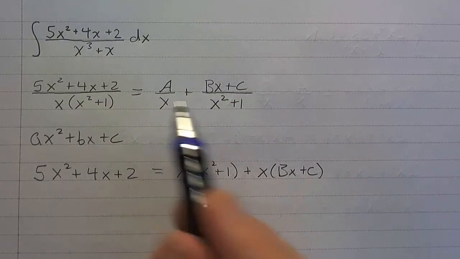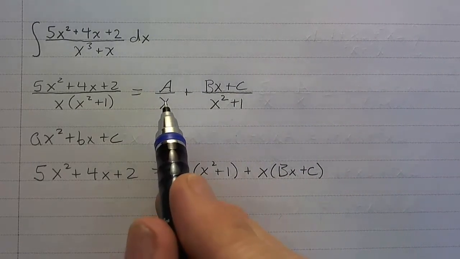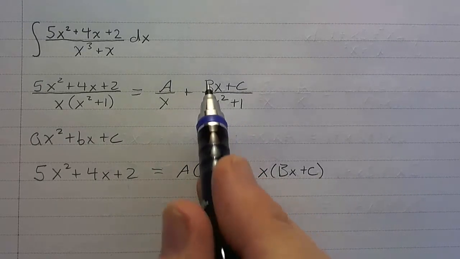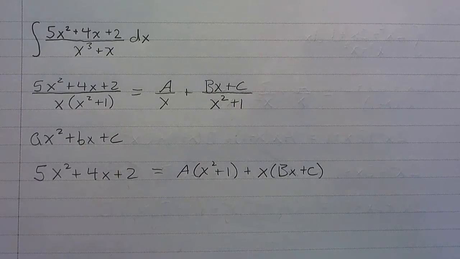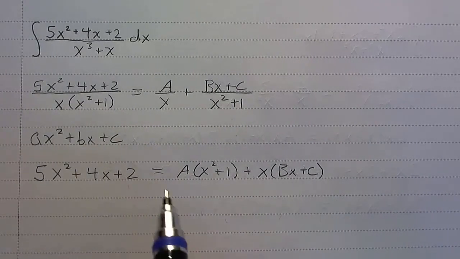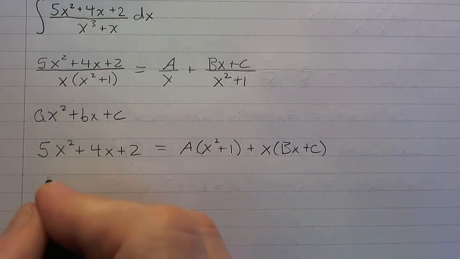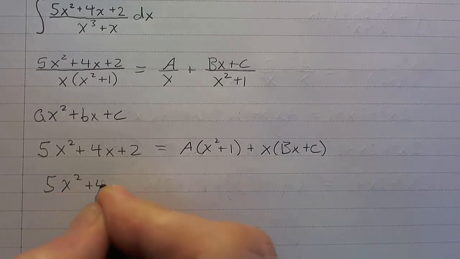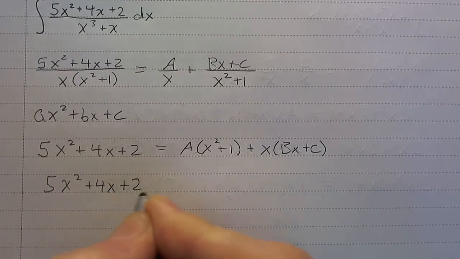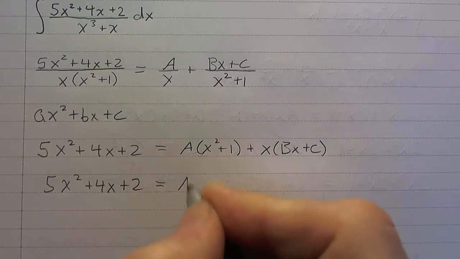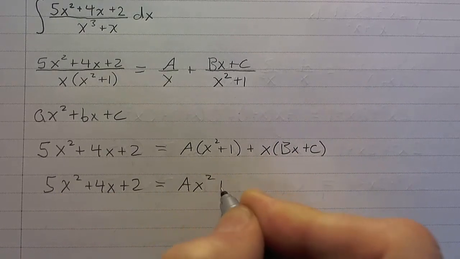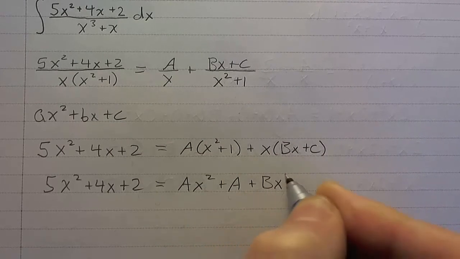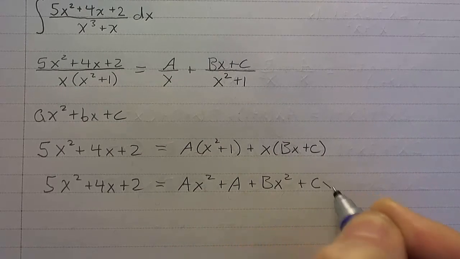We needed an x squared plus 1 here, so I multiplied the top and the bottom. And then I needed an x over here, so I multiplied the top and the bottom. And now I've just equated the numerators. Now let's see what we've got. We proceed like usual. We've got 5x squared plus 4x plus 2 equals ax squared plus a plus bx squared plus cx.